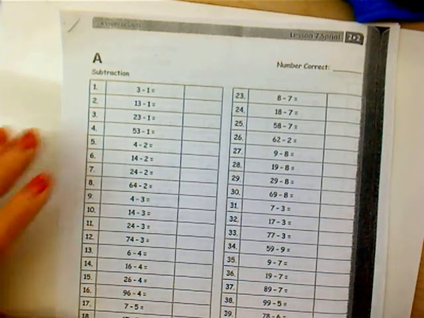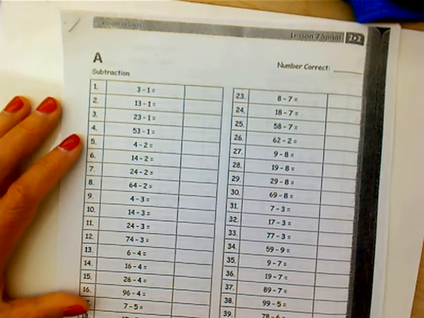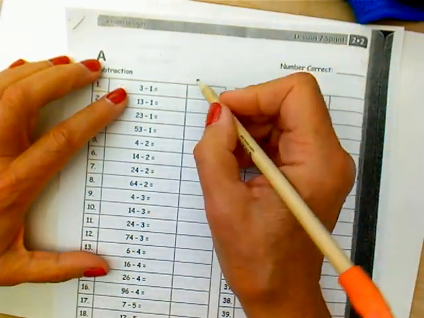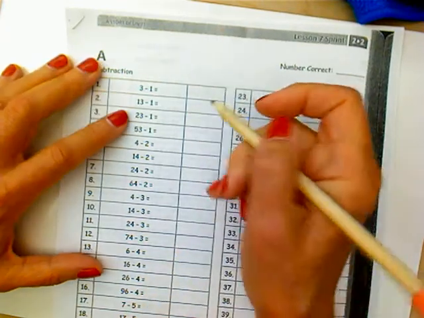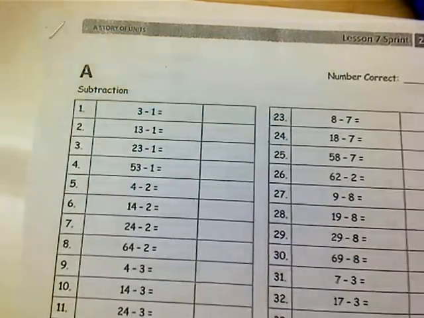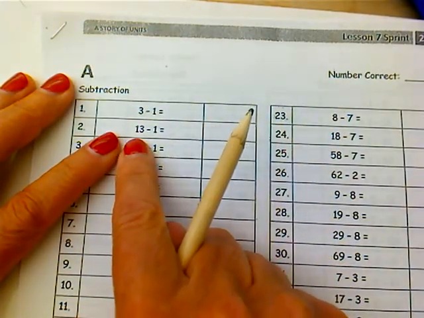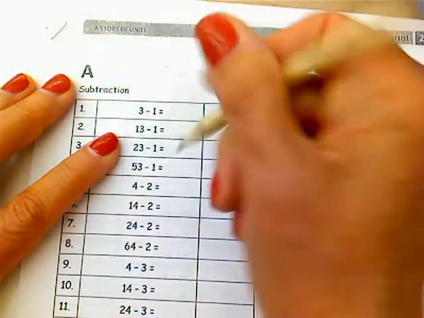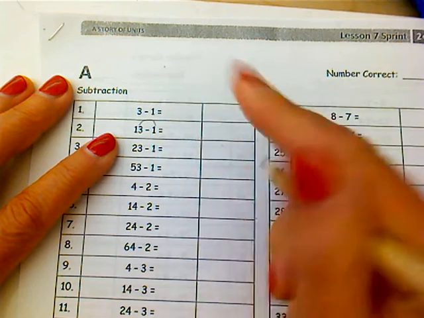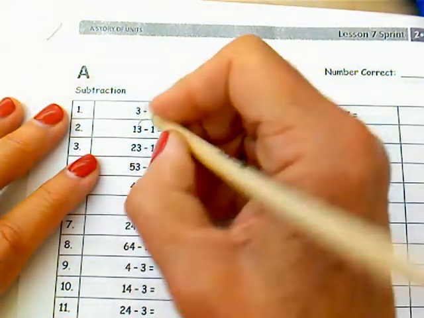Let's take a look at the sprint that we are going to be doing today. If you'll notice in our sprint, we start off with 3 take away 1, which is 2. I'm going to move this a little closer so you can see this better. So 3 take away 1 would be 2, and 13 take away 1, well, that would be like looking at 3 take away 1 again. 3 take away 1 would be 2, plus 1 group of 10 would give me 12.